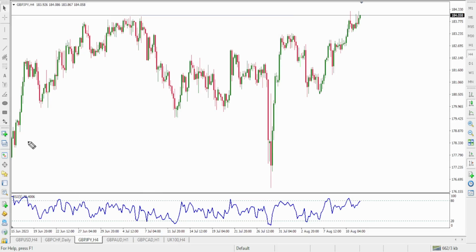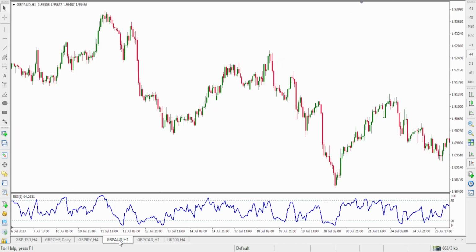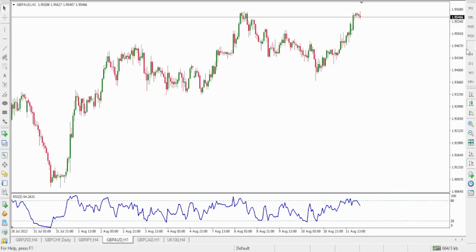Pound AUD, if we see pound AUD, Aussie dollar, right here same is the situation, but on the H1 a very nice and beautiful trade opportunity is there for the day traders.